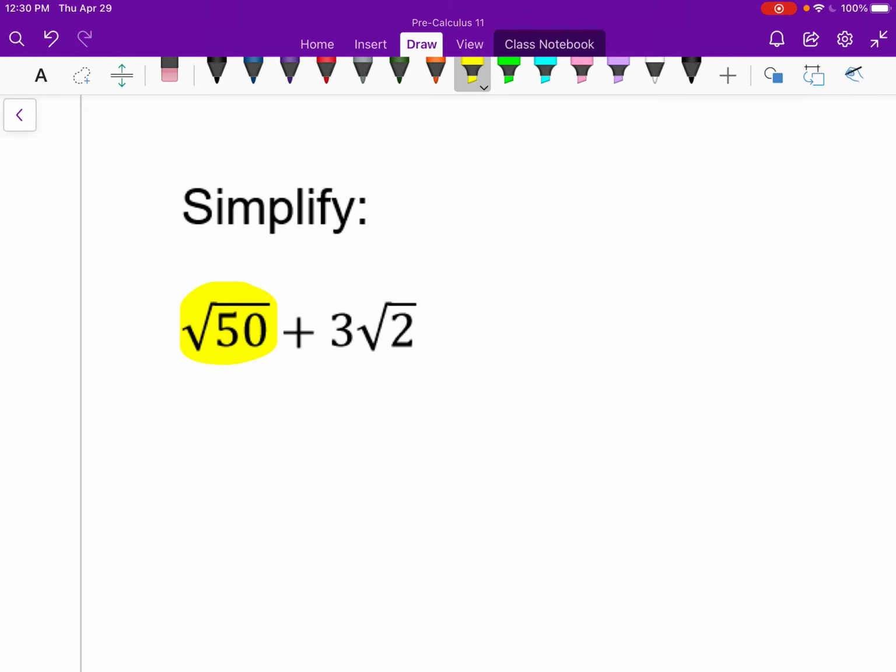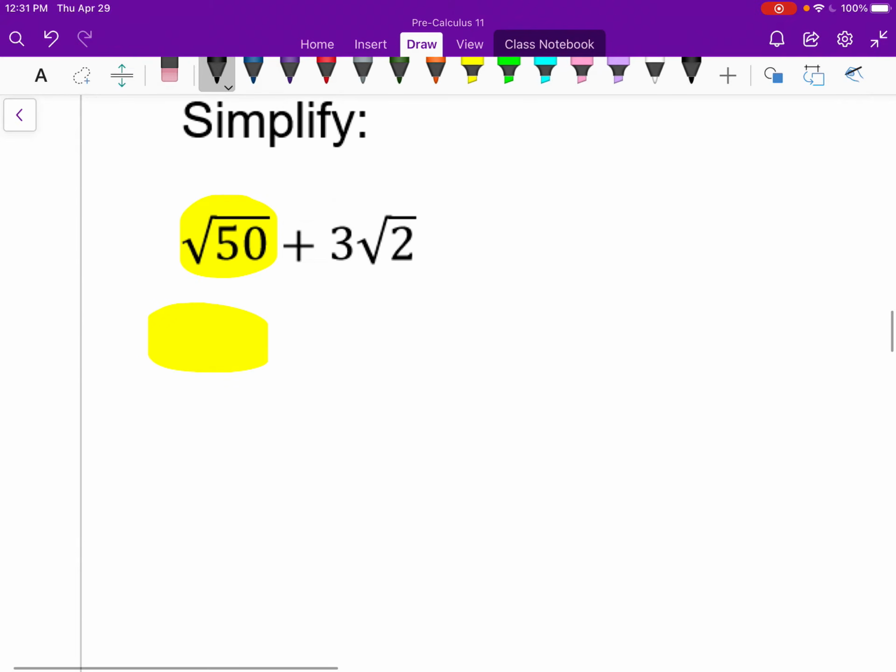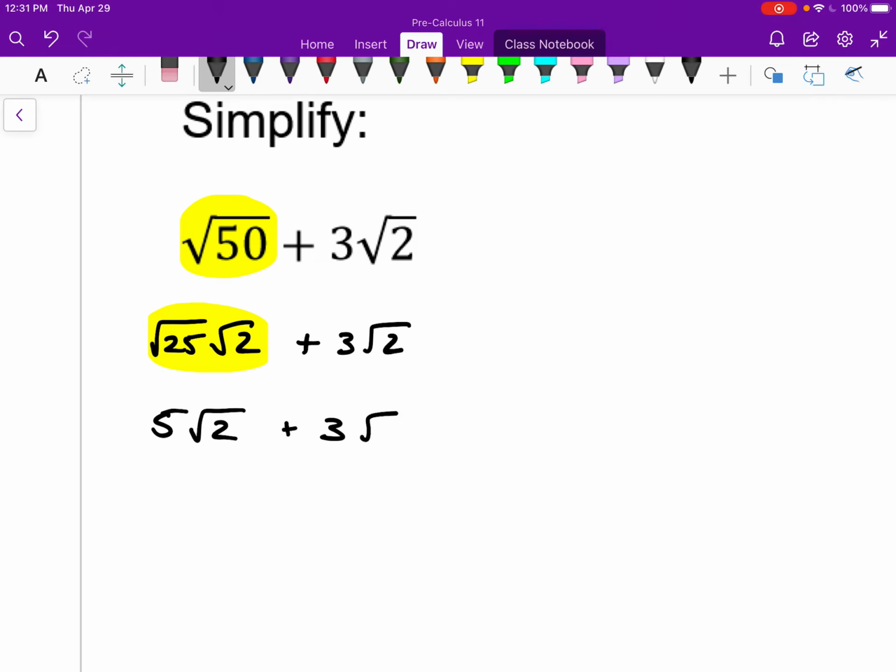And that's because I know that 50 is not a perfect square, but I know that 25 is, and 25 times 2 is 50. So I'm going to take root 50, and I'm going to rewrite it as root 25 times root 2. And root 25 is exactly 5 whole. So I have 5 root 2 plus 3 root 2. And now I have my like radicals. Now I have 5 root 2 plus 3 root 2, which makes 8 of these root 2's.